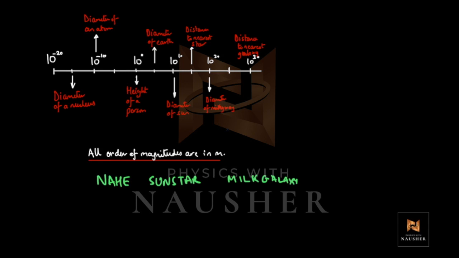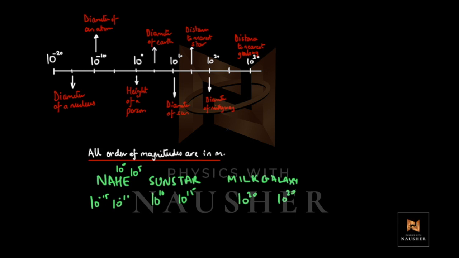So अब आपने क्या याद करना है कि ये जो न्यूक्लियस है, nucleus is 10⁻¹⁵, atom is 10⁻¹⁰, human is 10⁰, earth is 10⁵, sun is 10¹⁰, star is 10¹⁵, the Milky Way is 10²⁰, and the galaxy is 10³⁰.